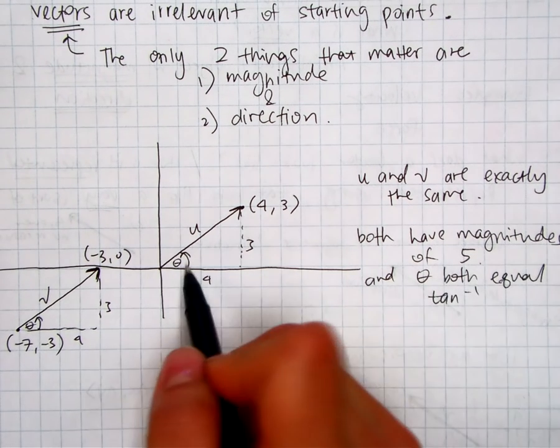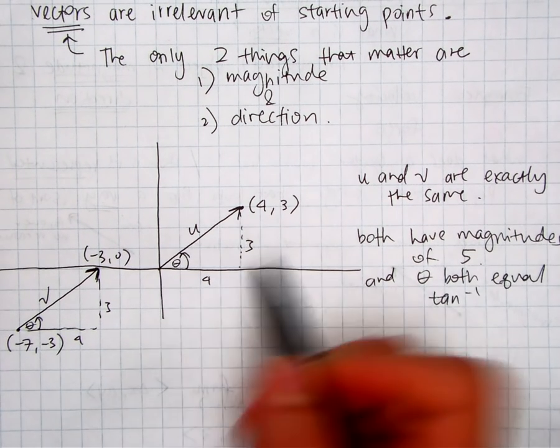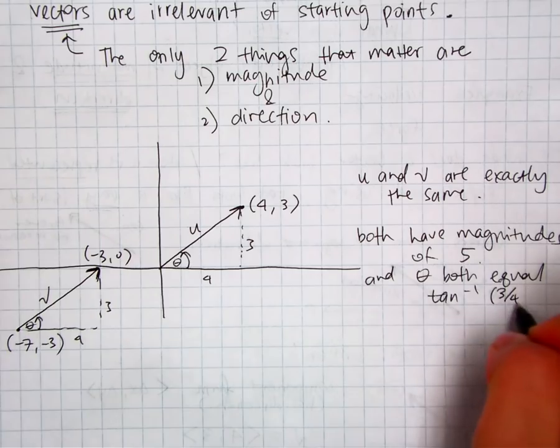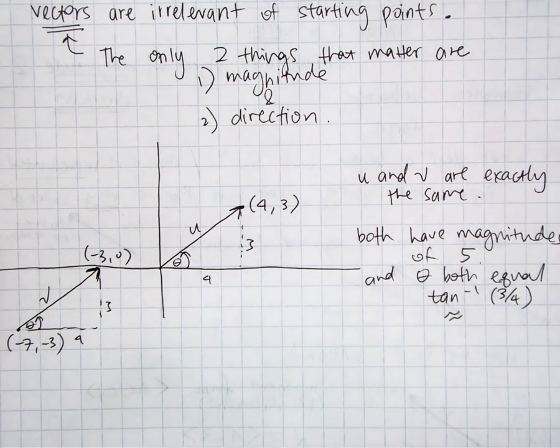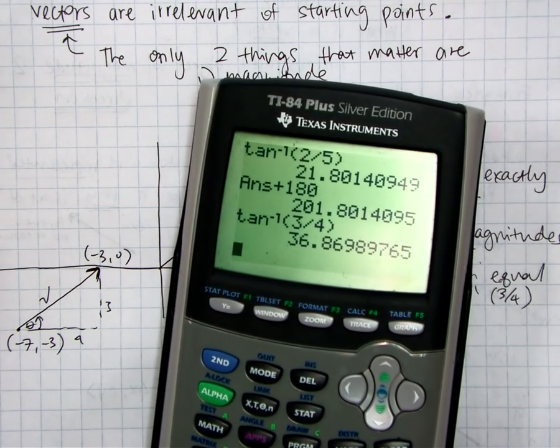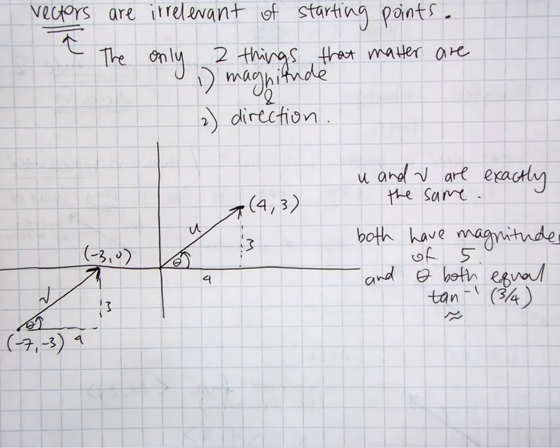arctangent of opposite over adjacent, 3/4, which I think we found on the other page. Arctangent, did we? I don't even remember. Arctangent of 3/4 is 36.87.